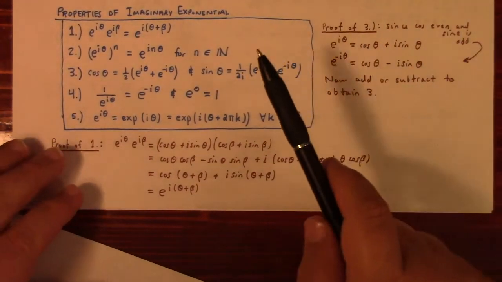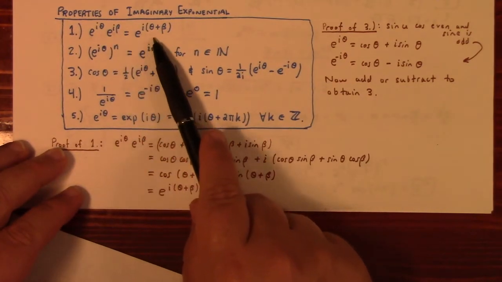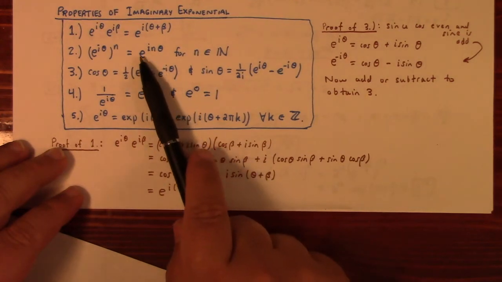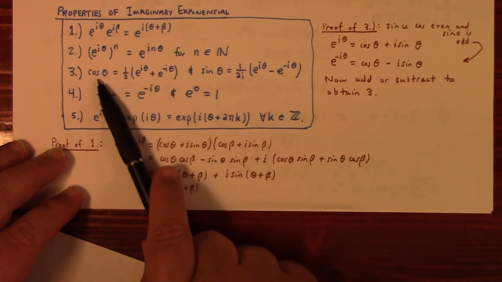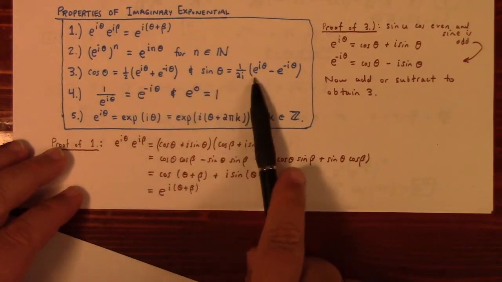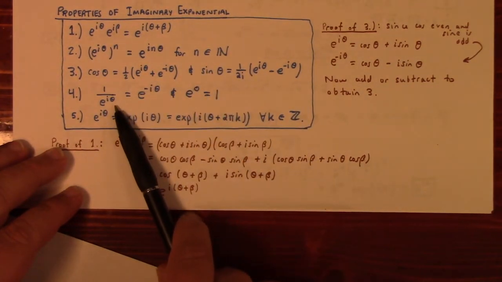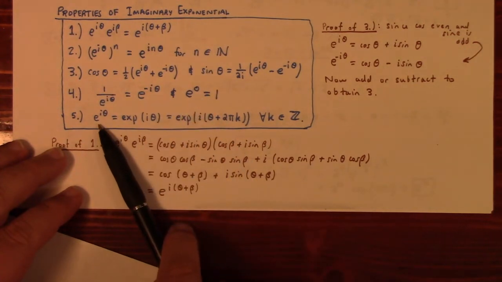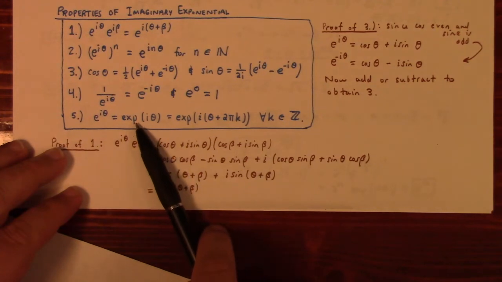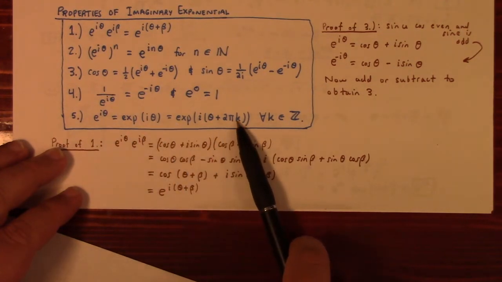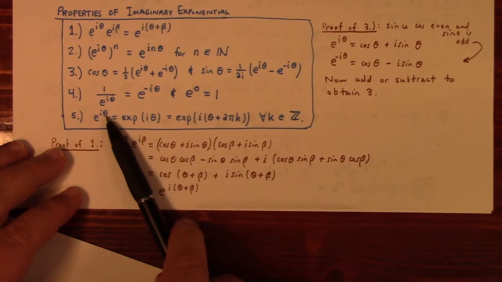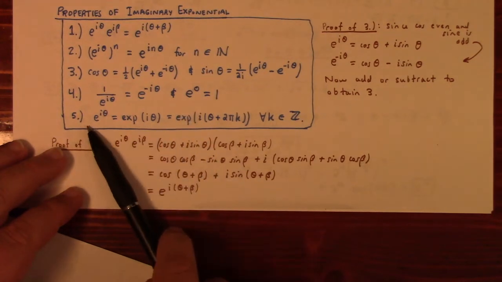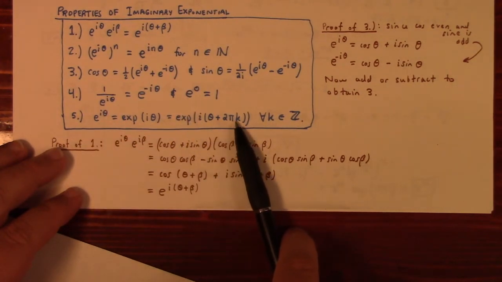The properties of the imaginary exponential: e to the i theta times e to the i beta is e to the i theta plus beta. You also have e to the i theta raised to the n power is e to the i n theta. This is de Moivre's theorem. You can solve for cosine and sine in terms of imaginary exponentials. The reciprocal of e to the i theta is e to the minus i theta. e to the 0 is still 1. e to the i theta, we can also notice, has this 2 pi periodicity. If I add 2 pi k to theta, we're right back where we started. And that number 5 is true because, of course, sine and cosine are 2 pi periodic.